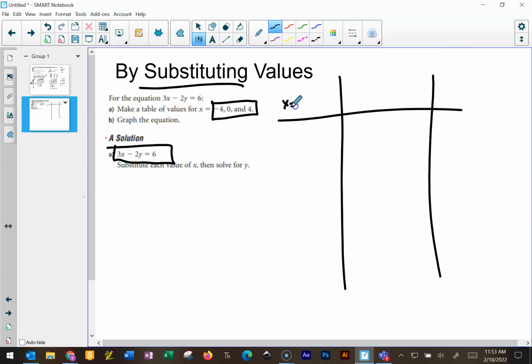So with x equals -4, we just sub it into this equation right here. So 3 times -4 minus 2y equals 6. Now you see, we still need to solve for y. So we still really need to do the work we did before, but instead of doing it ahead of time, we basically got to do it 3 times. That's why I like the other way better.